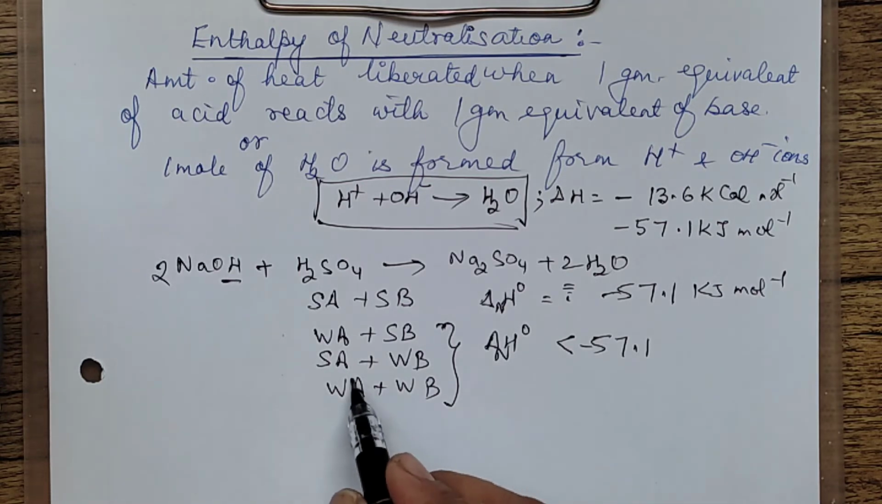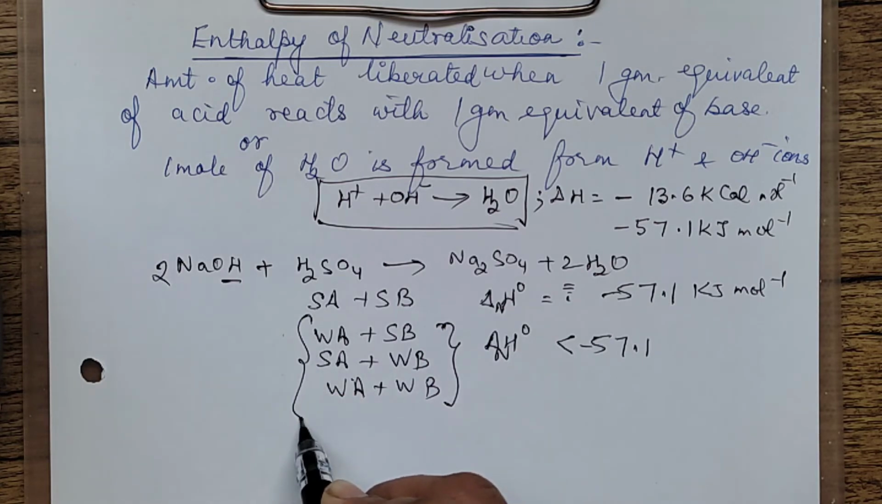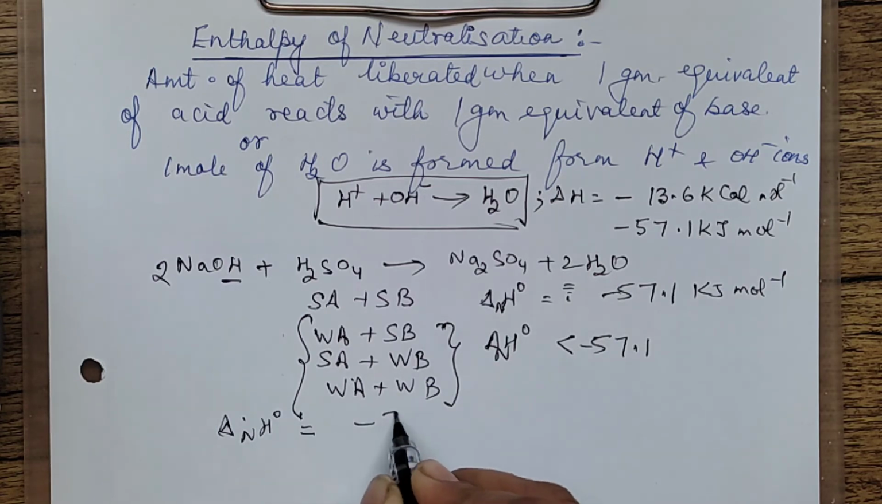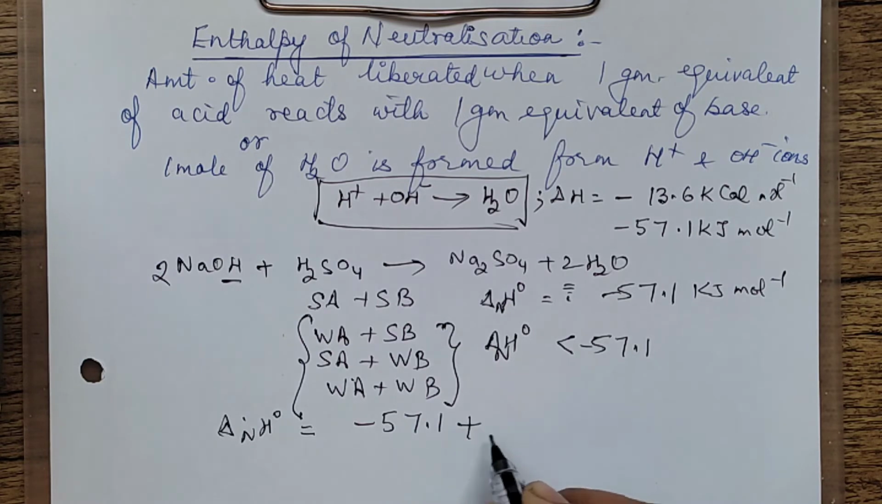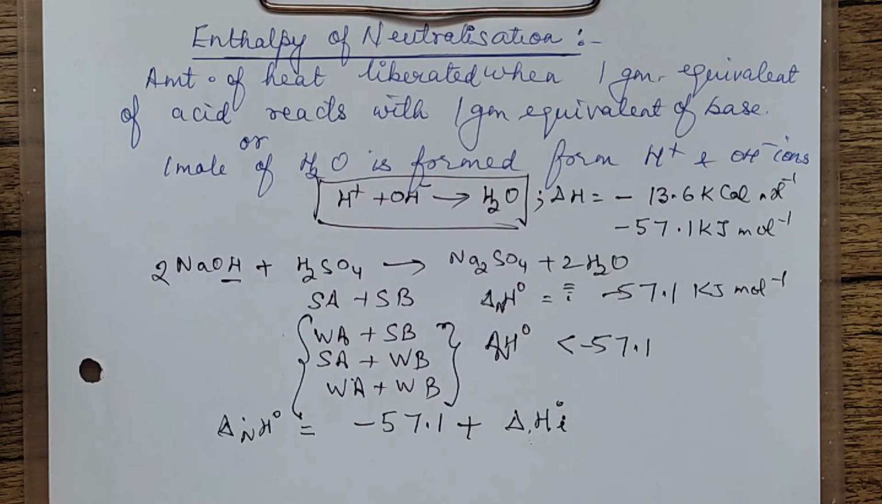In such cases, the enthalpy of the neutralization for them would be equal to minus 57.1, which should have been liberated, plus enthalpy of ionization. Enthalpy of ionization for the weaker acid or base, whatever acid is weak or base. Is this point clear? How much energy is required to ionize will be endothermic. So the liberated automatically will be less.